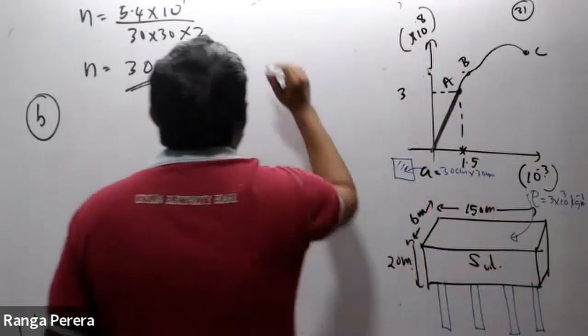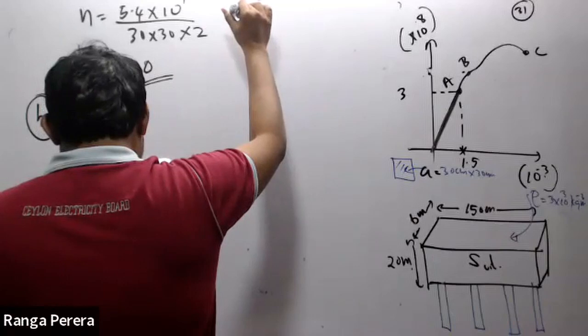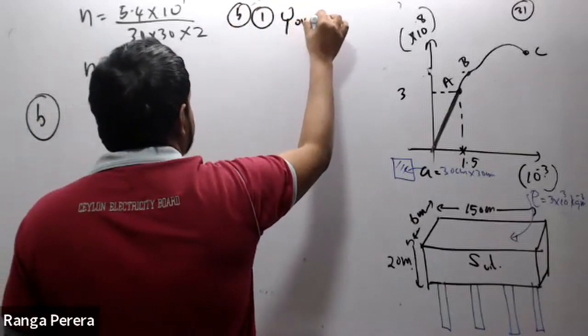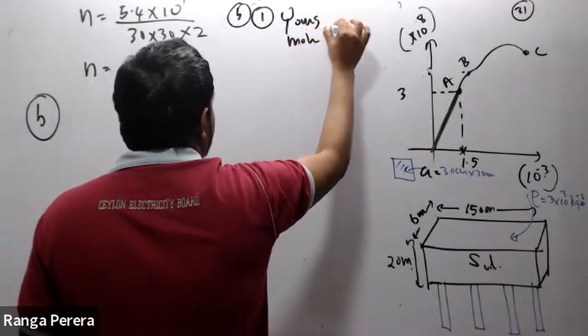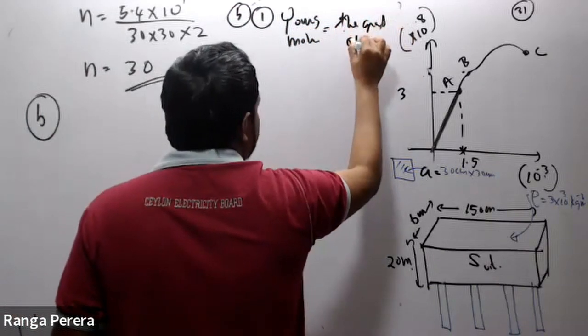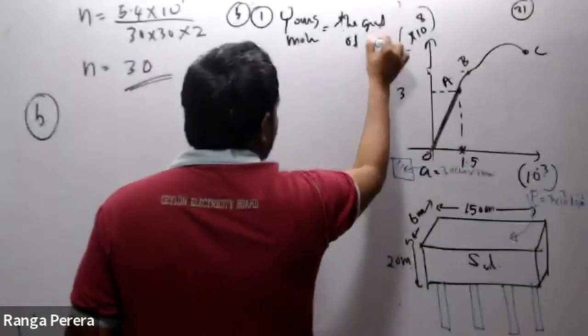So Young's modulus for part B equals the gradient of, let's say, OA.